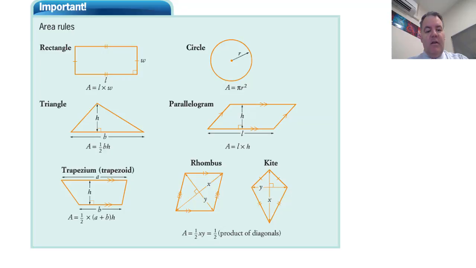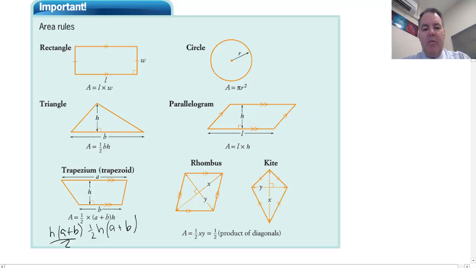Trapezium's a little bit tricky. Half times a plus b times h. And a rhombus and a kite are both the same formulas. Half the product of the diagonals gives us the area there. So those formulas are your basic area formulas. I'm just going to do a few examples here using those formulas.